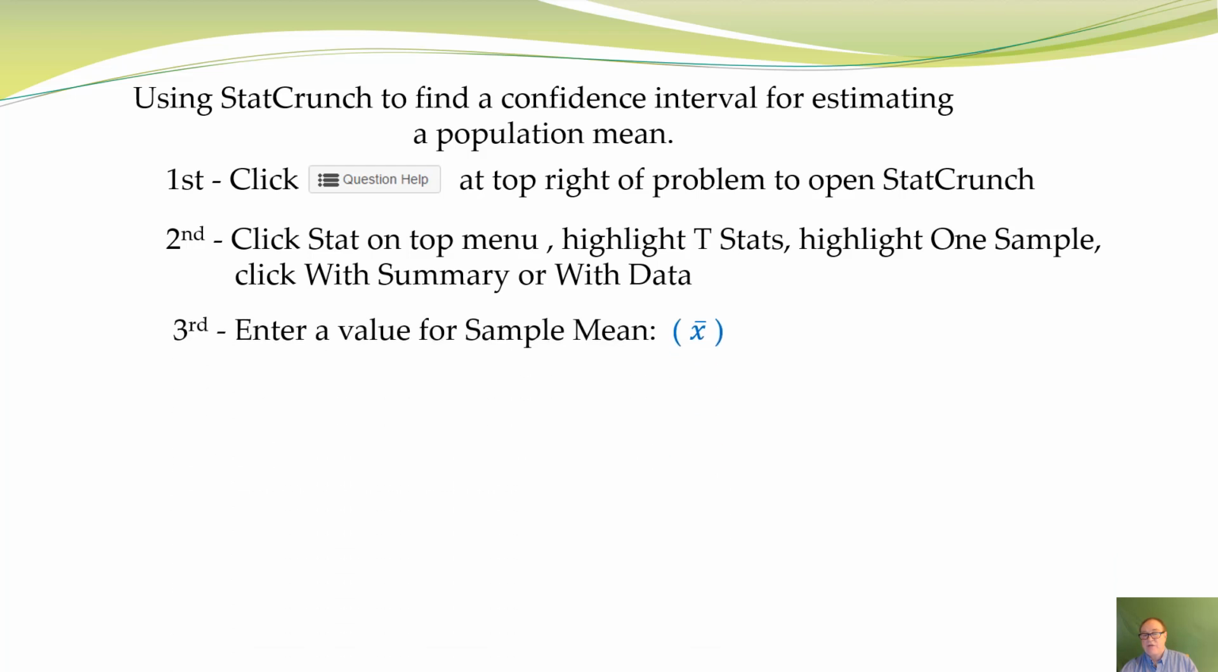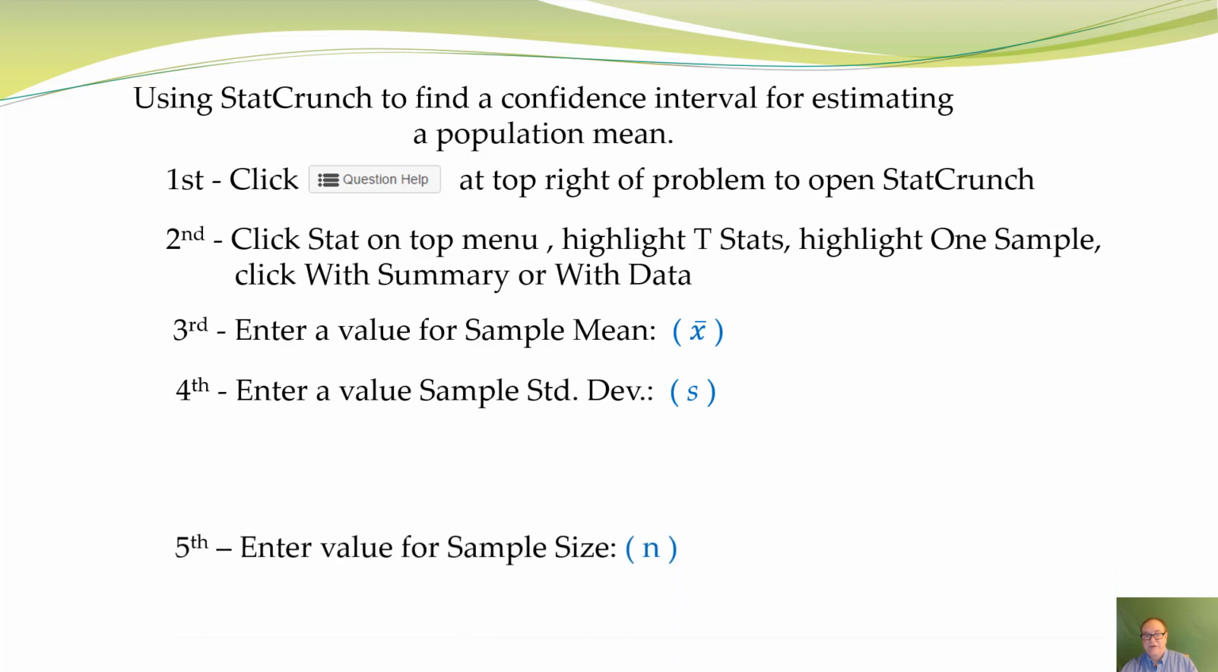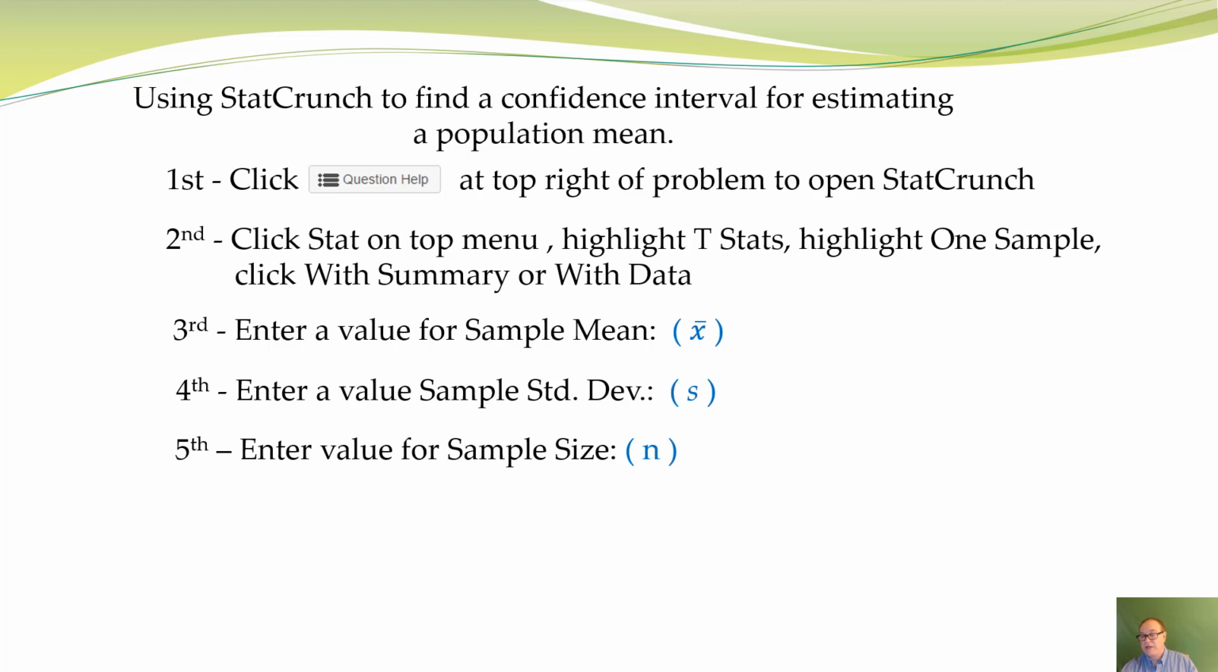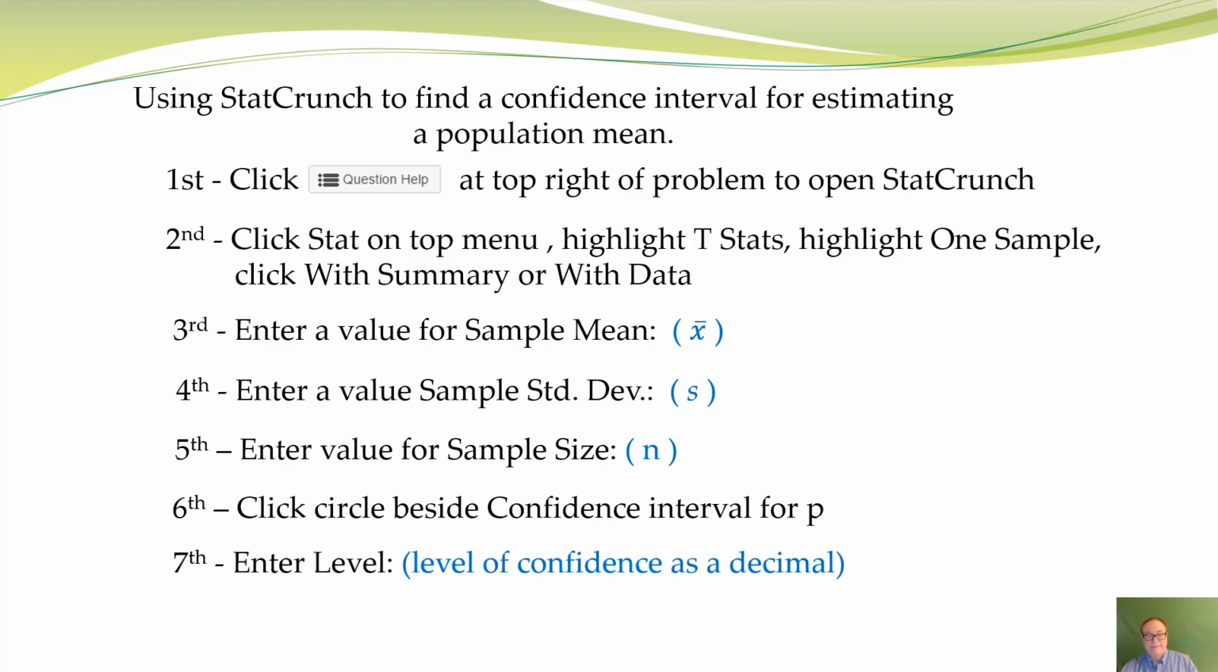So you enter the value for the sample mean, which is x bar. You enter the value for the sample standard deviation, which is s. You enter a value for the sample size, which is n. You click the circle beside confidence interval for p. It should be for mu. Another mistake. Enter level, level of confidence as a decimal. Click compute.